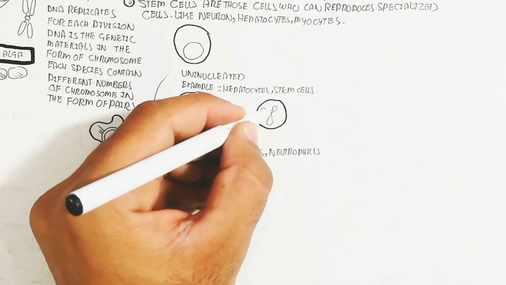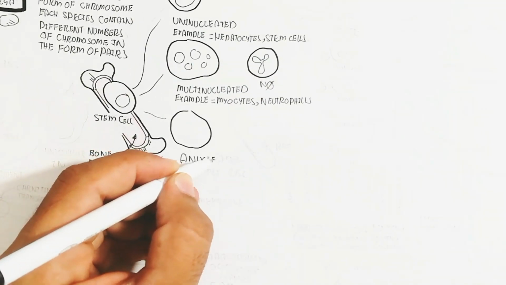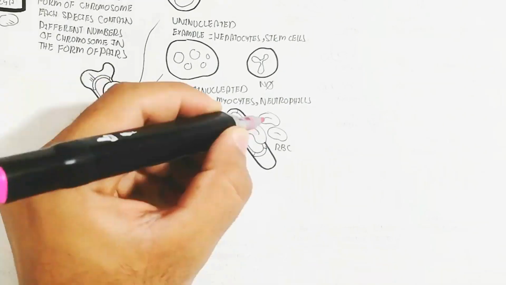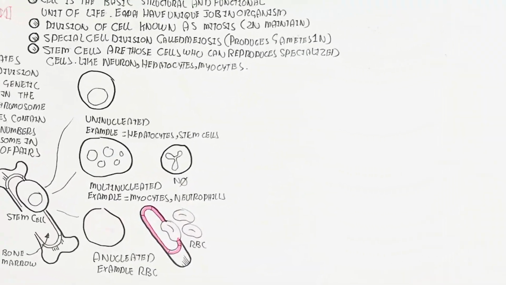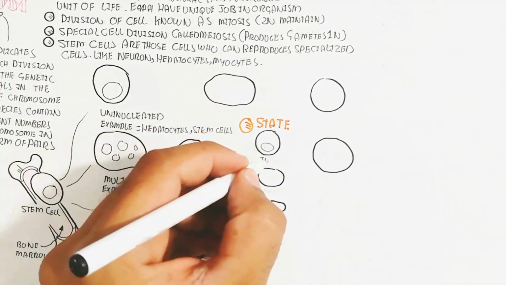Myocyte is a muscle cell and is multinucleated because the nucleus can replicate itself inside the cytoplasm, while the anucleated cell is the RBC, the red blood cell, which is produced from the stem cell in the bone marrow.